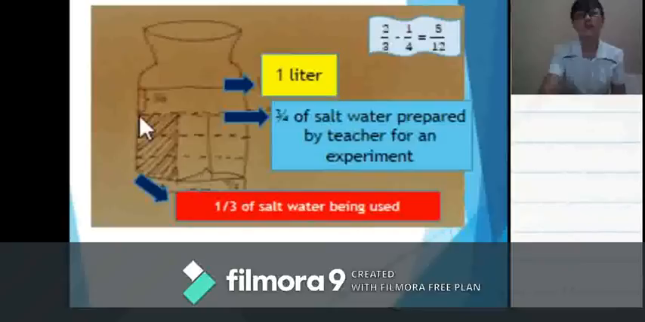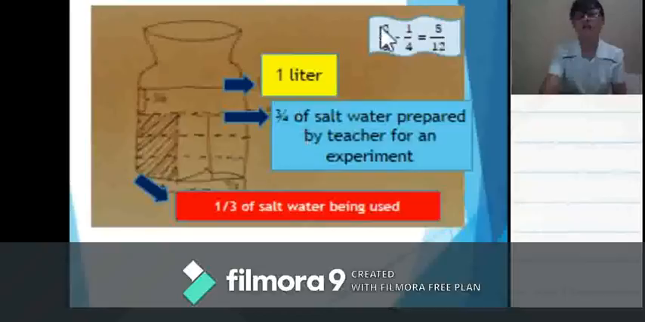Okay, if we're trying to cut this into 3, as you can see, there are still 2/3 remaining or left from the 3-parted salt water. So try to look at the answer of this 2/3 remaining from the 3/4, after the 1/3 of salt water that has been used, and still in the process, 1/4 of the liter of the 3/4 of salt water that was prepared by the teacher.